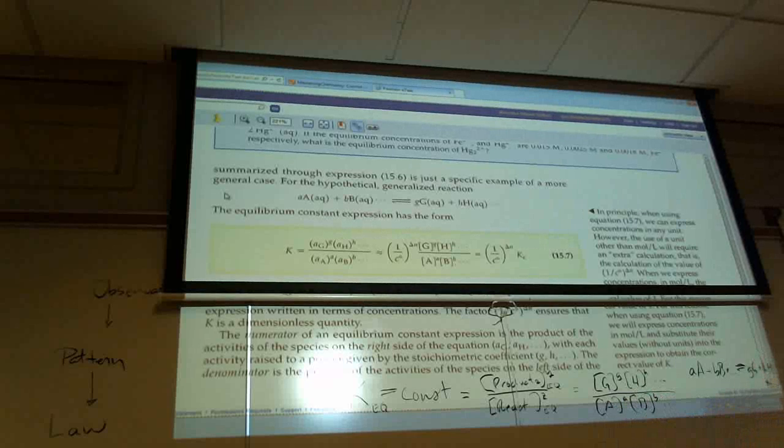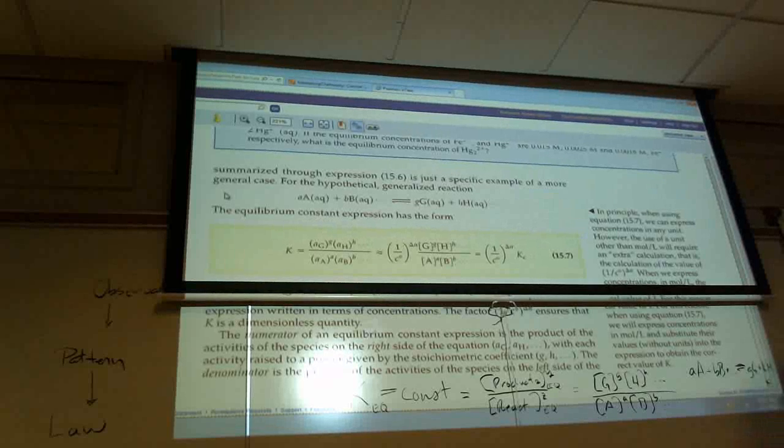You know what we call this? We call this an empirical equation. What does empirical equation mean? The ideal gas law is an example of an empirical equation. What is an empirical equation? The law of equilibrium is an example of an empirical equation.